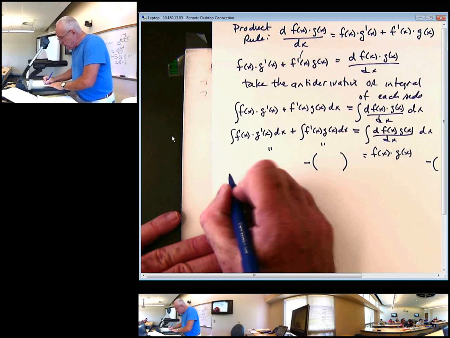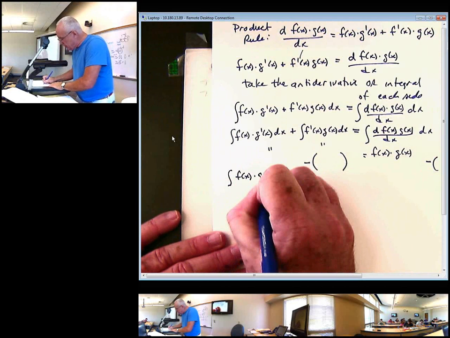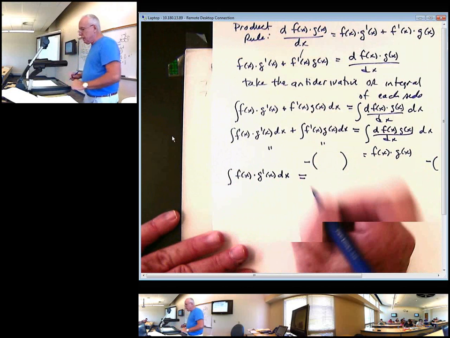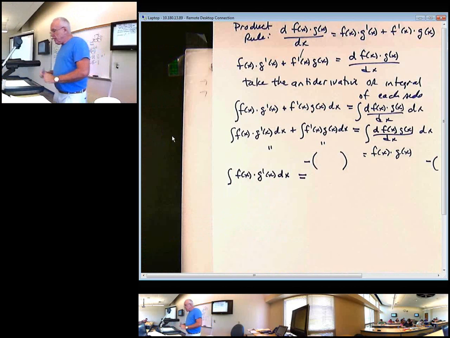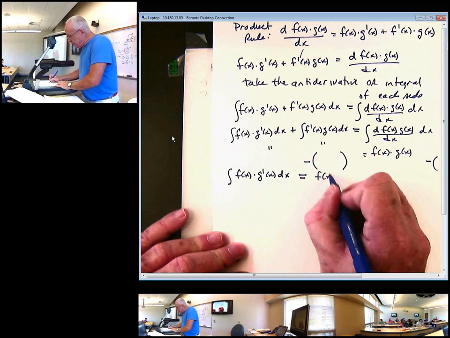The antiderivative of f of x times g prime of x dx, and now that'll be the only thing on the left-hand side, equals, and then the first thing I'm going to write over on the right-hand side is f of x times g of x.